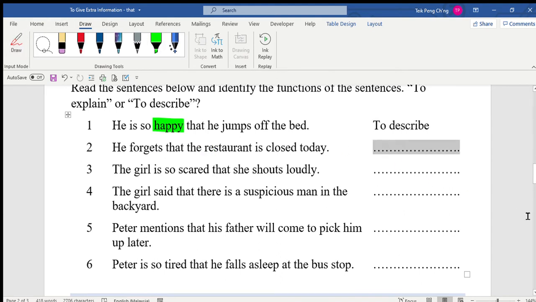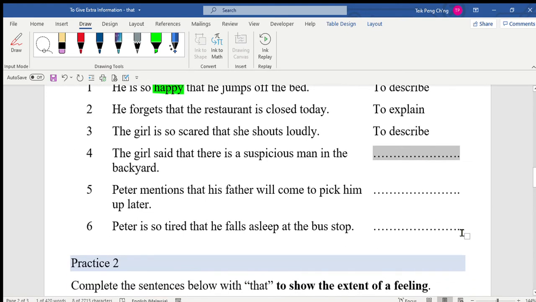Number 2, he forgets that the restaurant is closed today. So this sentence is to explain. It explains further about what he forgets. Number 3, the girl is so scared that she shouts loudly. This is to describe. It explains how scared the girl is. The girl is so scared, to the extent that she shouts loudly.